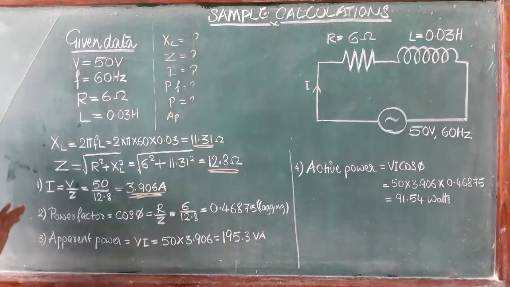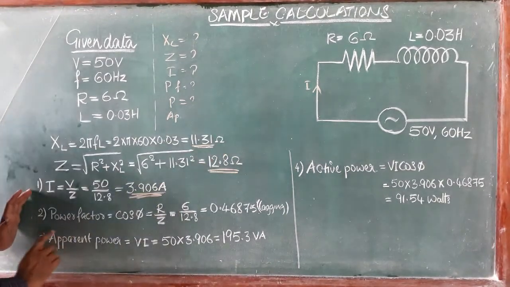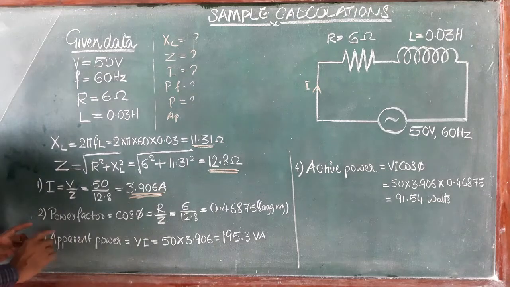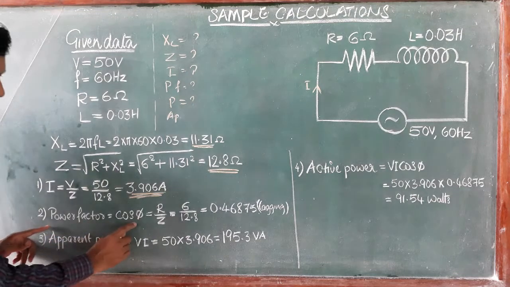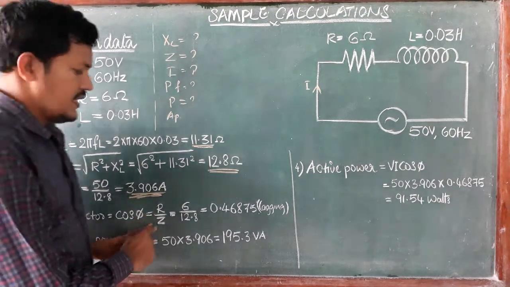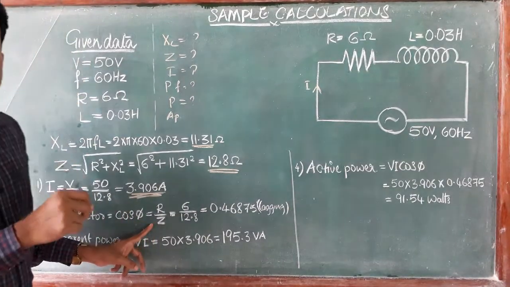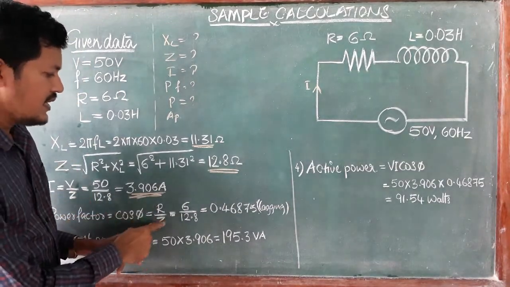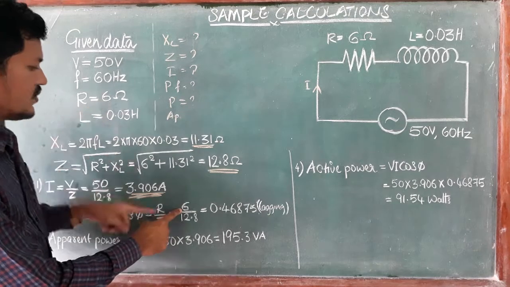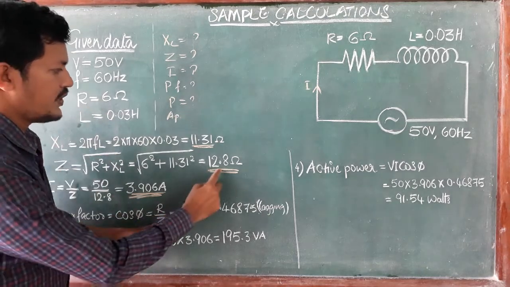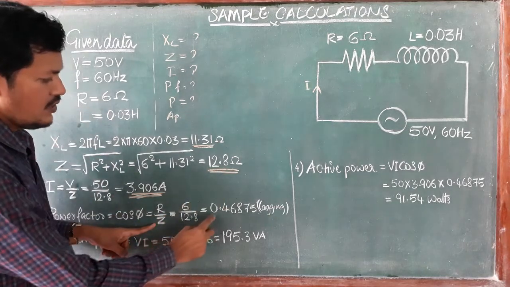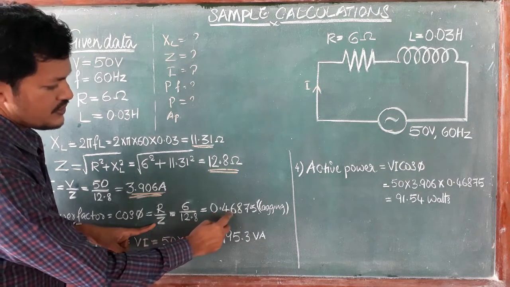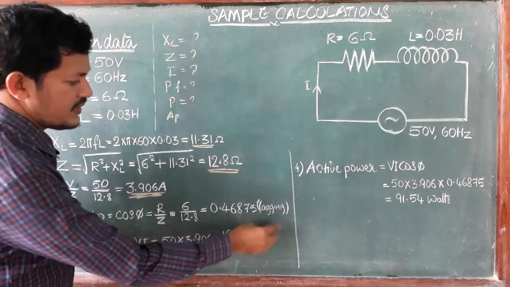Next we can calculate the power factor. The power factor equation we also studied. Power factor equals cos phi equals R by Z, resistance divided by total opposition. So R is 6 ohm divided by Z, 12.8. So R by Z is 0.46875. Here I written lagging.